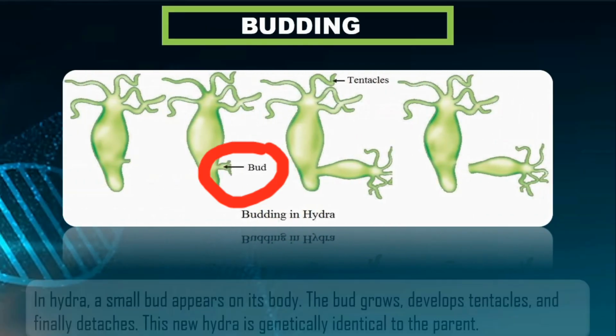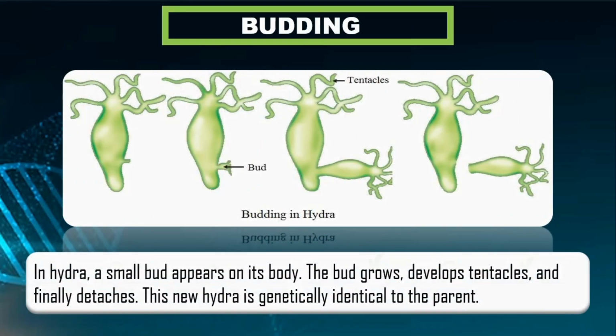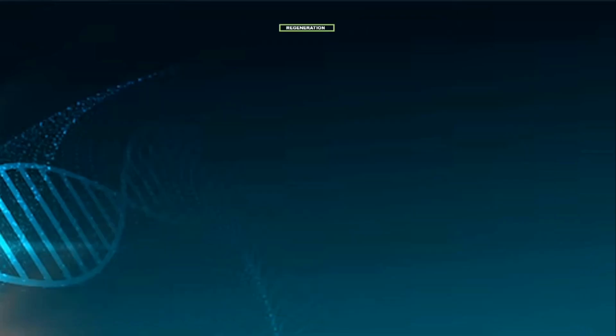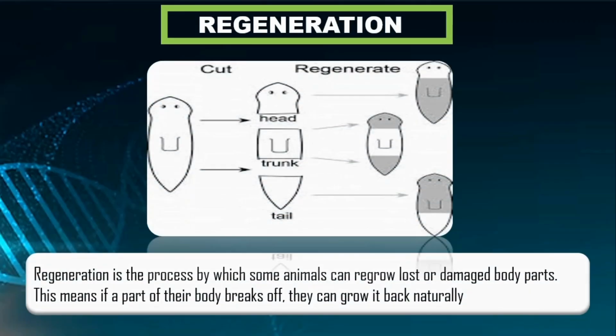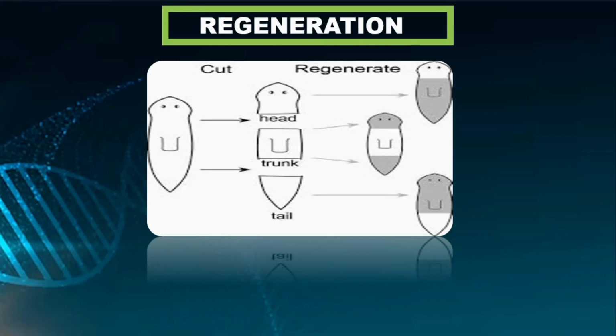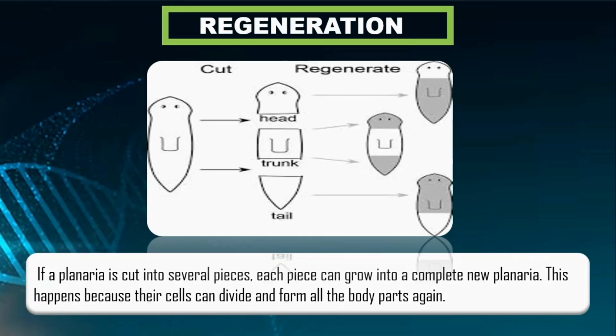In budding process, a small bud appears on the body of the hydra. The bud grows, develops tentacles, and finally detaches. This new hydra is genetically identical to the parent. Next is regeneration, where animals can regrow lost or damaged body parts. If a part of their body breaks off, they can grow it back naturally. In planaria, if it is cut into several pieces, each piece can grow into a complete new planaria.